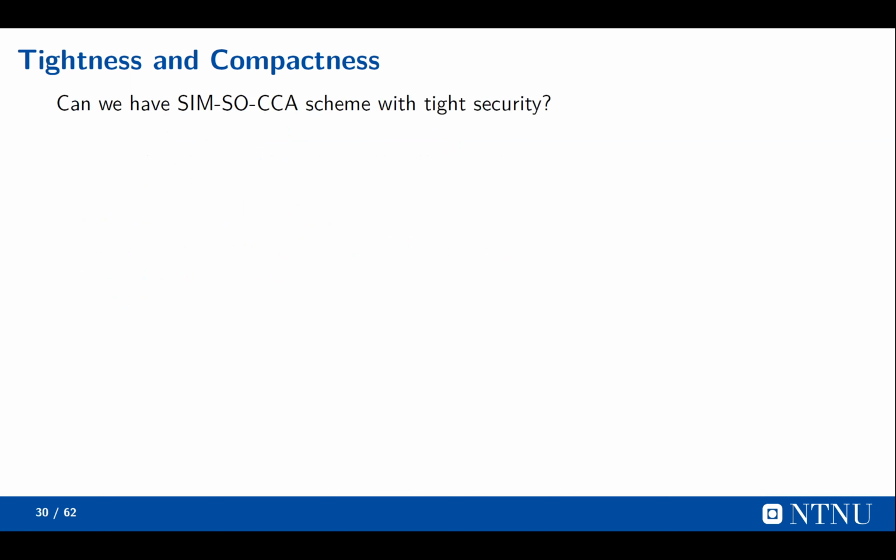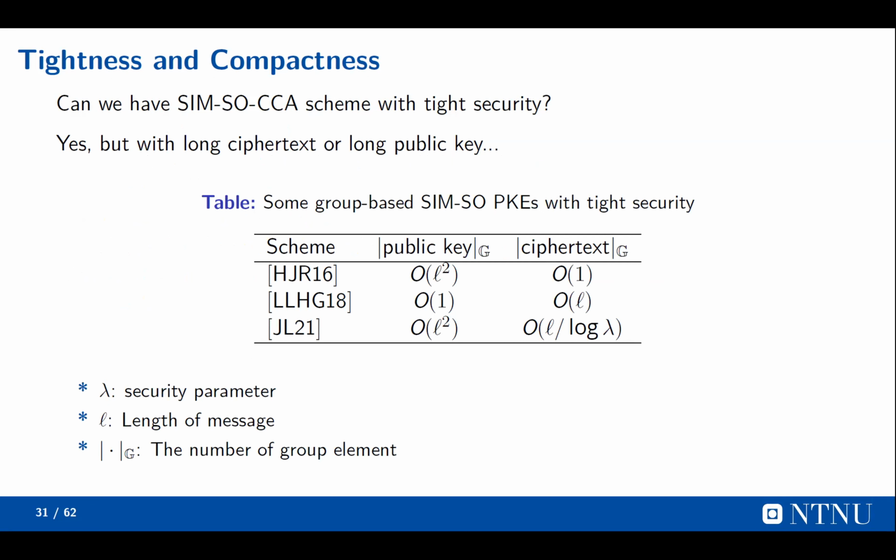So can we have a SIM-SO-CCA scheme with tight security? The answer is yes, but it's not very satisfactory. There are some group-based SIM-SO PKEs with tight security. But these schemes all have either a long ciphertext or a long public key. Long public key means that the number of group elements in the public key is not constant; it depends on the length of the message. And the drawback of a non-compact scheme is that it will have high communication overhead.